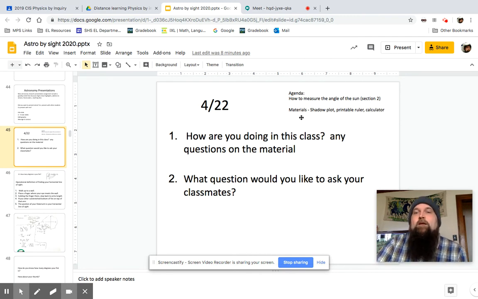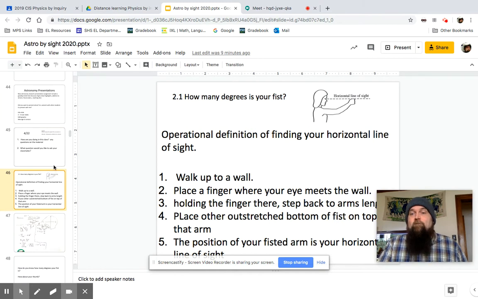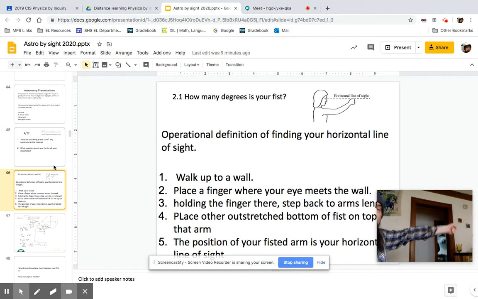So today we're going to be measuring the angle of the sun. There's actually two ways you can do it, and I'm going to test both methods. I'm going to see if my methods are consistent with each way. So first things first, you use your fist. You can use your fist as a ruler. See, this is my fist, and you can actually measure the angle. So if you... oh, there's my line.